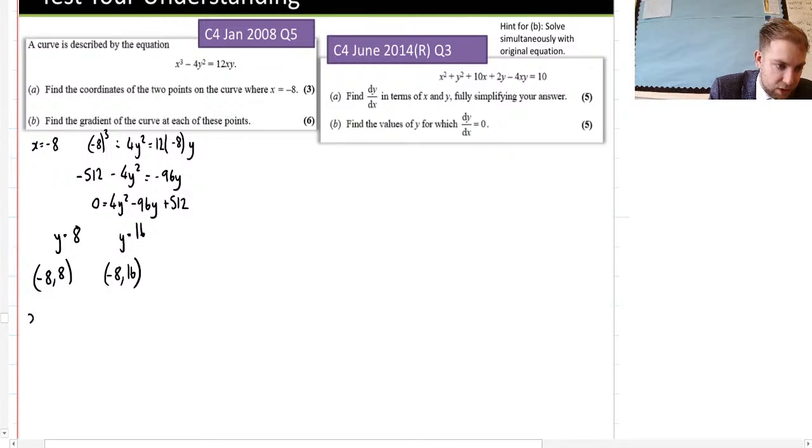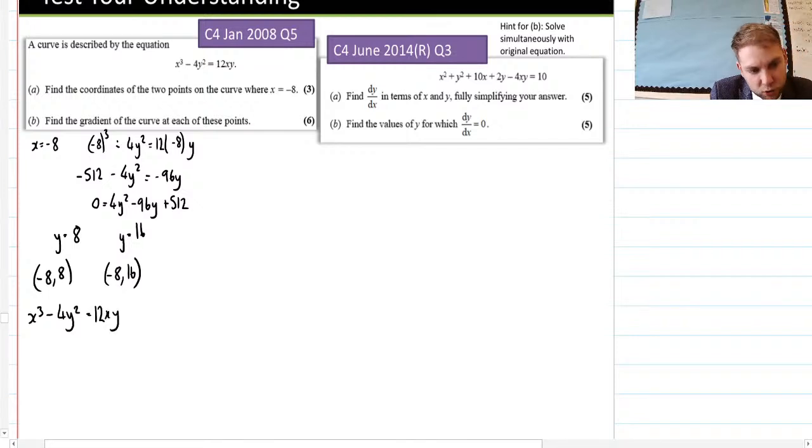Let's differentiate this first. So x cubed minus 4y squared is equal to 12xy. Now the one that's tricky is the 12xy because it's x times y. So I'm actually going to do this over here. Whenever it's a product, I'd always suggest doing it on the side.